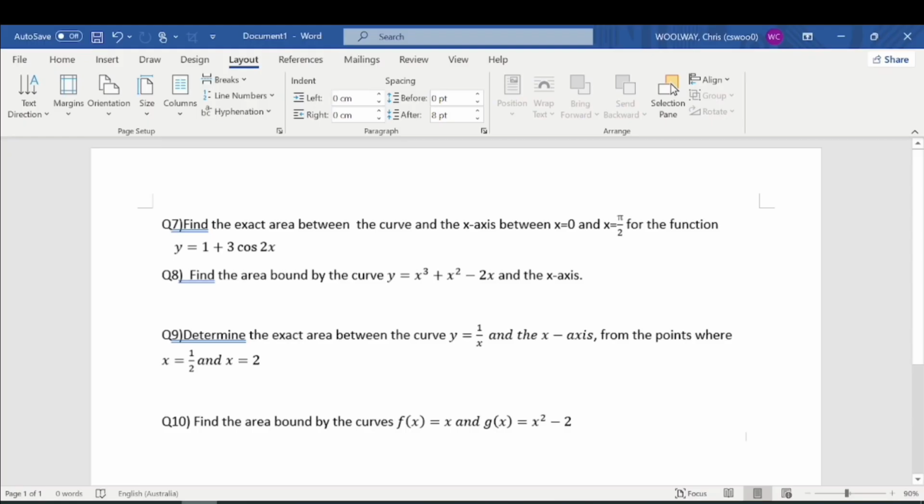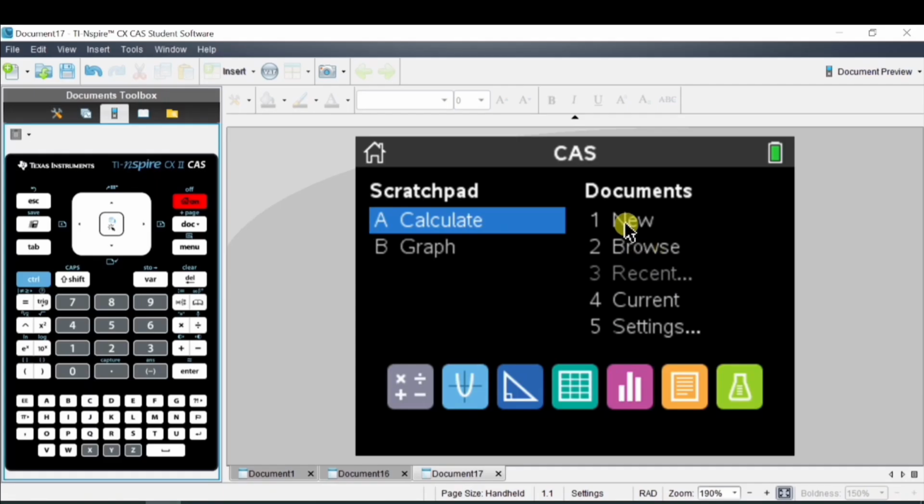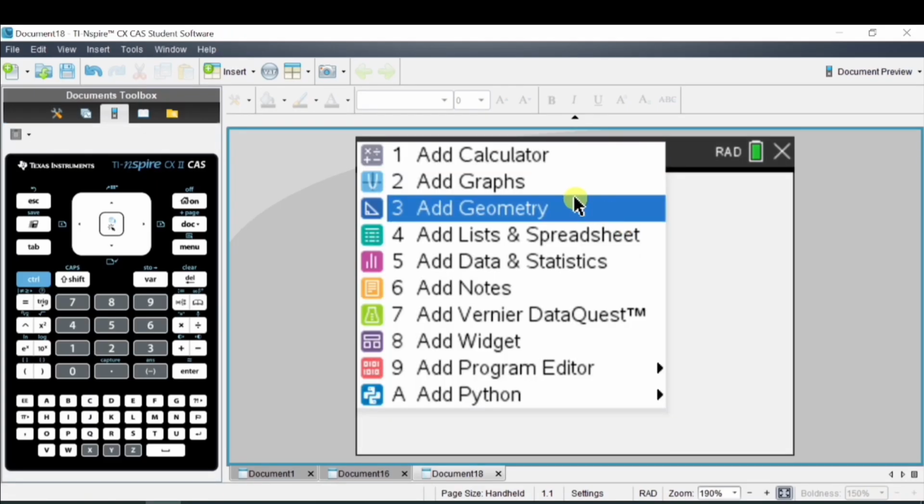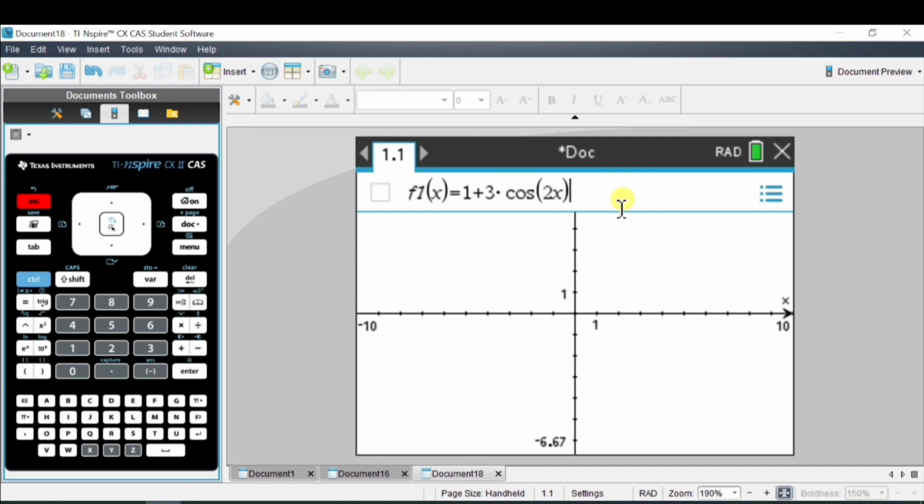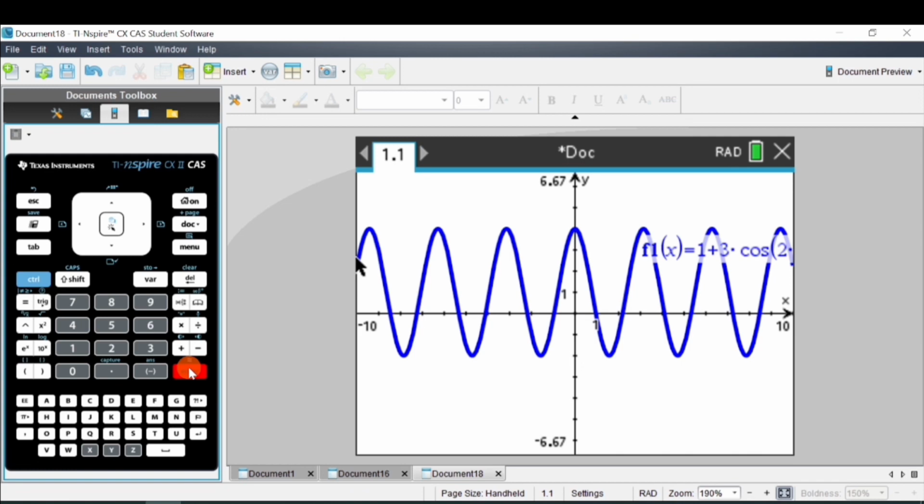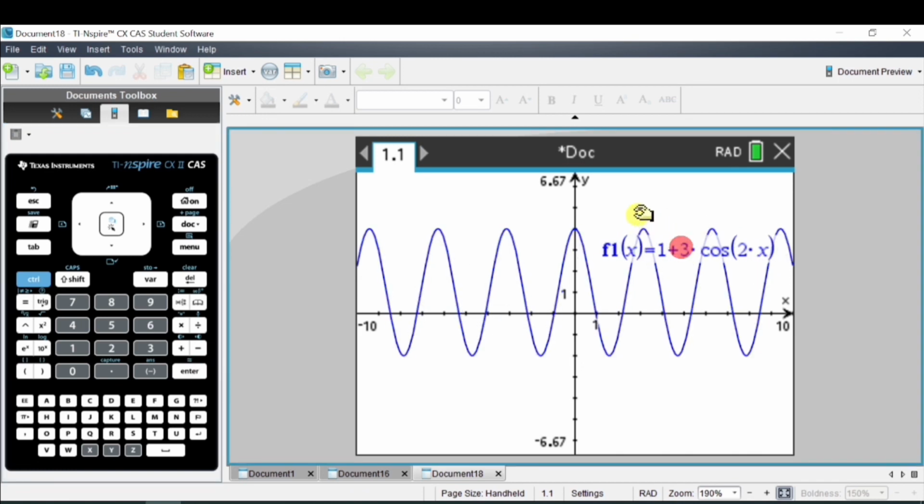The first question that we're going to do is question 7. We're finding the exact area between the curve and the x-axis between x equals 0 and x equals pi on 2 for this trig function here. So first thing I'm going to do is click on New and click on Graphs. Once I've typed in the graph that I want, I click on Enter. Okay, so this gives me my graph.